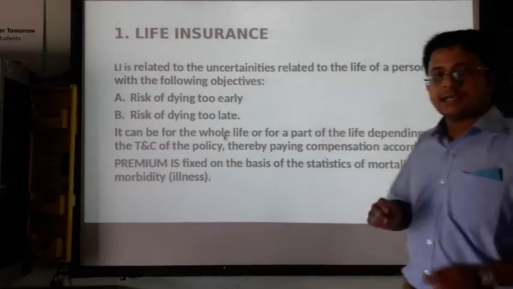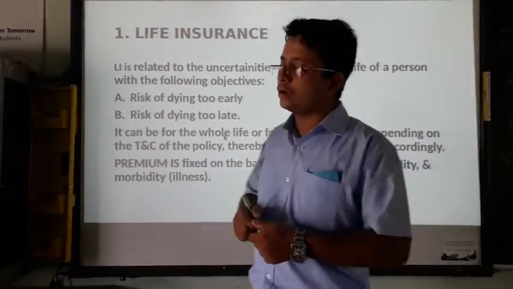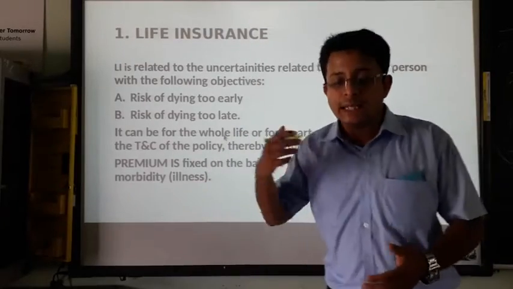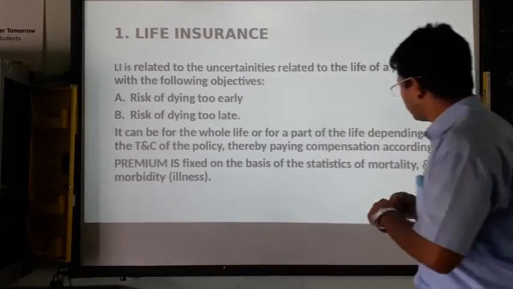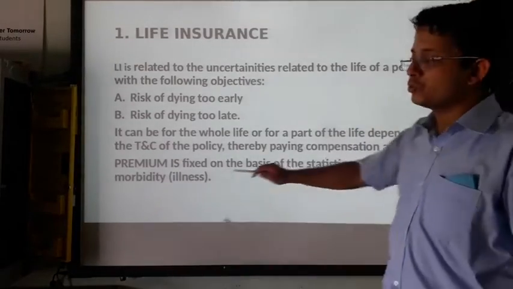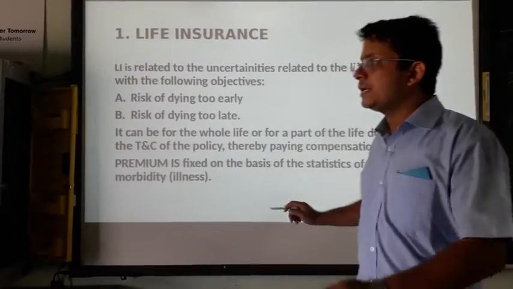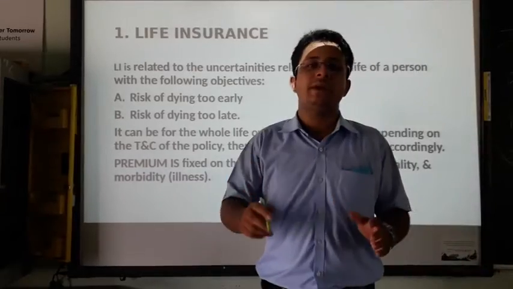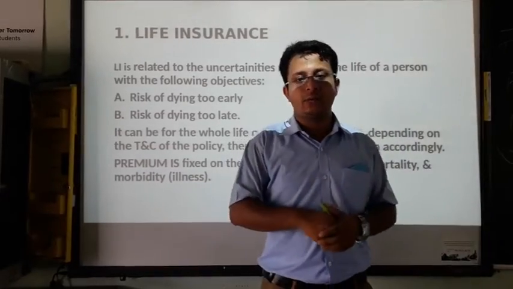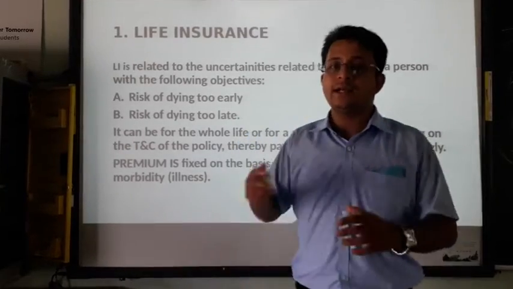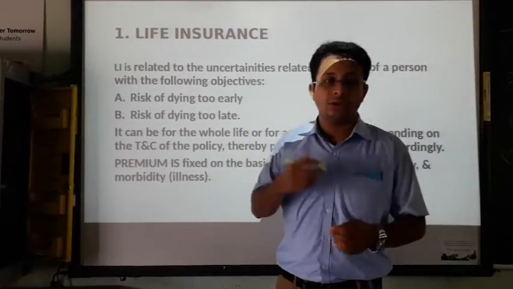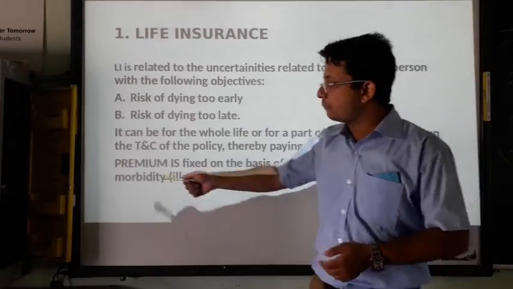And the next one is, how will LIC or any other life insurance company determine the value of the premium? The premium is determined on the basis of two factors: number one is mortality and number two is morbidity. Mortality means how many years a person will be living in a particular area, what is the life expectancy ratio of a particular country or a particular area. The life insurance company usually determines that. And the next one is your morbidity.